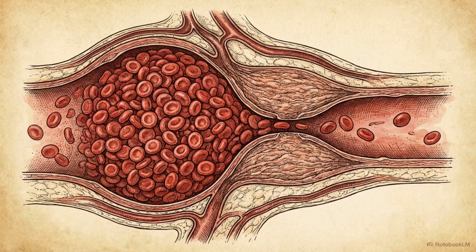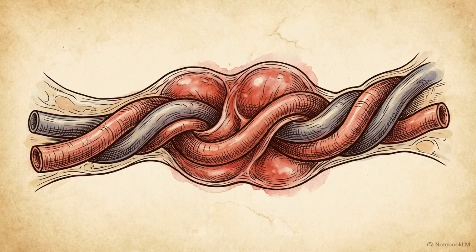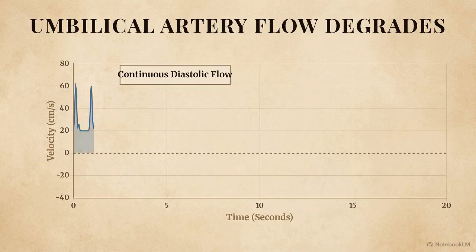The resulting placental insufficiency causes a massive spike in downstream vascular resistance. This high resistance actively chokes the umbilical artery. As the placenta fails further, the pressure prevents forward movement of blood. In extreme cases, resistance becomes so immense that blood is pushed backward. Watch the umbilical Doppler waveform react to this pathology.